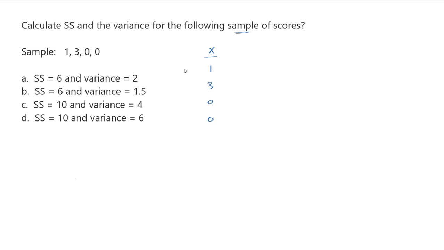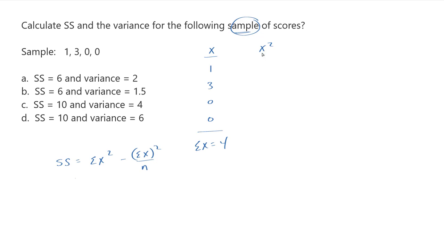to our original question. We're supposed to find the sum of squares and the variance for the following sample of scores. So I'm going to calculate this using my computational formula. So that is the sum of x squared minus the sum of x in brackets squared over n, little n because it's a sample. So I need to know my sum of x. So what is that? 1 plus 3 plus 0 gives me 4.